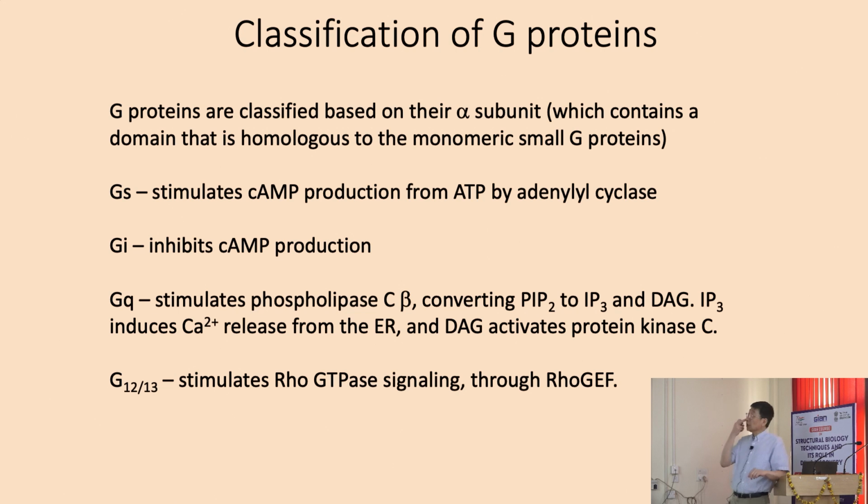So then how are G proteins classified? Based on their alpha subunit, which is the G protein itself. Gs means G stimulating, stimulating cyclic AMP production by using adenylyl cyclase. Gi inhibits the cyclic AMP production. Gq stimulates PLC beta, phospholipase C beta, producing IP3 and diacylglycerol, other very common second messengers. And then finally, another class right here for small GTPase signaling.